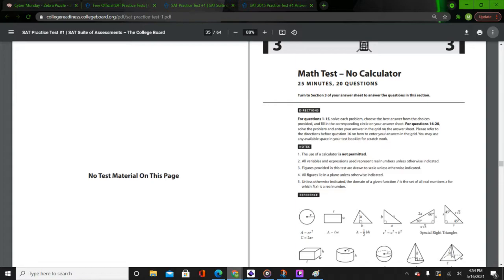2. All variables and expressions used represent real numbers unless otherwise indicated. 3. Figures provided in this test are drawn to scale unless otherwise indicated. 4. All figures lie in a plane unless otherwise indicated. And 5. Unless otherwise indicated, the domain of a given function f is the set of all real numbers x for which f of x is a real number.